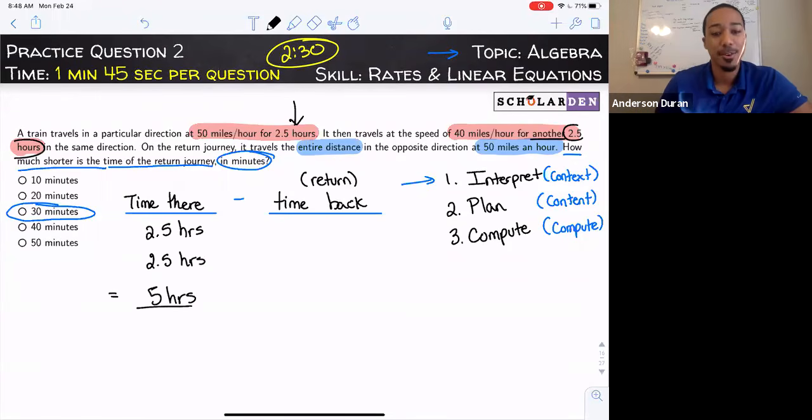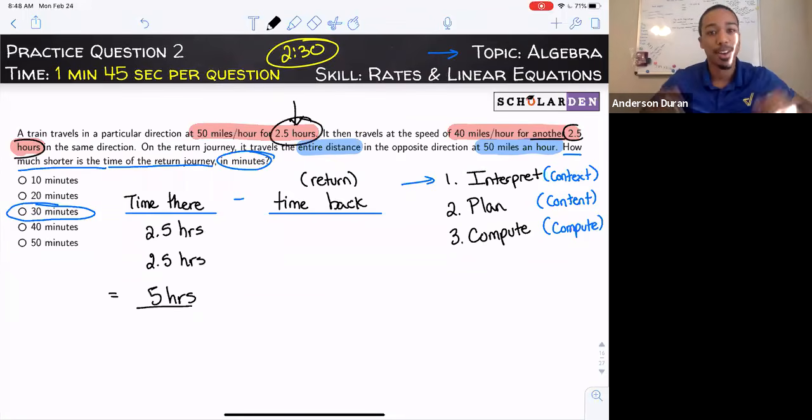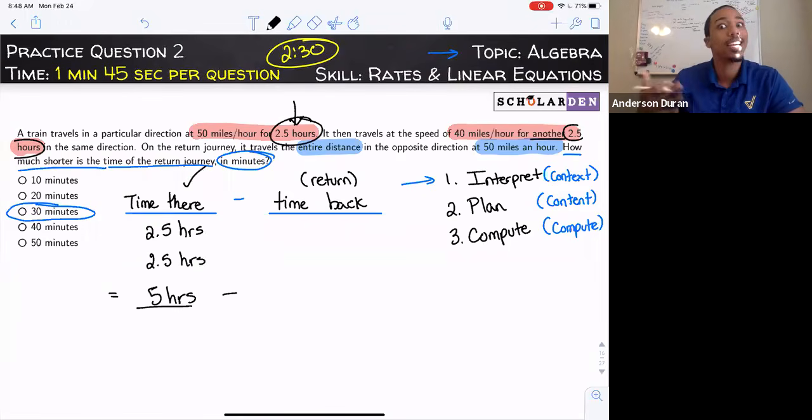Exactly, guys, it's 5 hours. We see it here, 2.5 hours and 2.5 hours. Boom, we have that, we're good. So we already have the time there, we're good. Now we just need to figure out what the time back is. So now the question is, how do we get that?